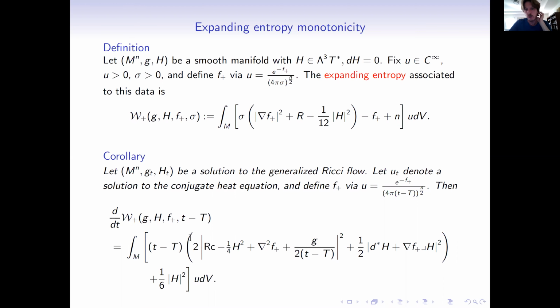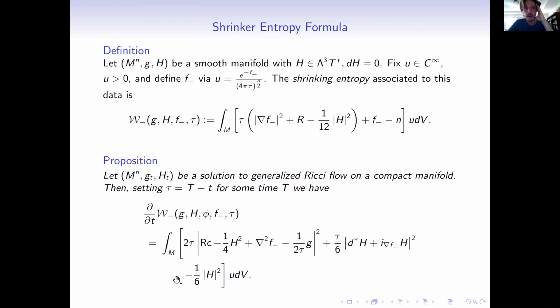And again, since someone sort of asked, I'll say a few more words at the end, but it's with this formula that you can prove these sort of rigidity results for certain blowdown limits of generalized Ricci flow. Basically, because of this extra norm H squared term, you expect H to go to 0 on certain blowdown limits, as long as things converge nicely enough.